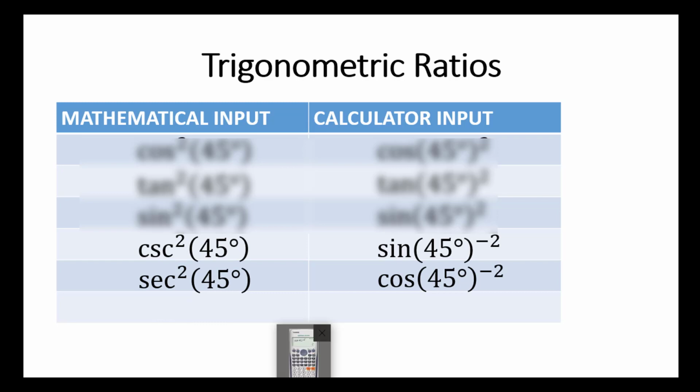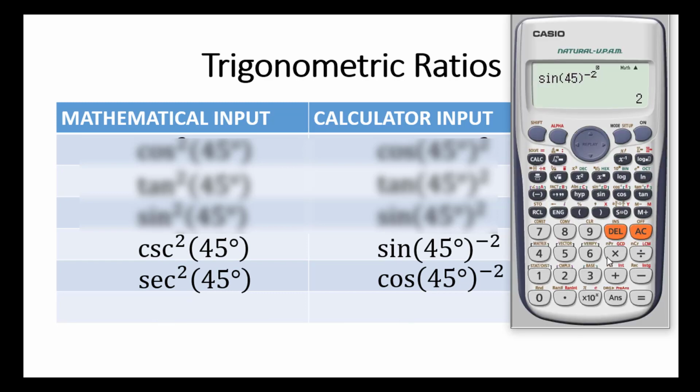So you press cos 45, close bracket, introduce the exponent -2, and then press equal to, and you can see the answer is simply 2.